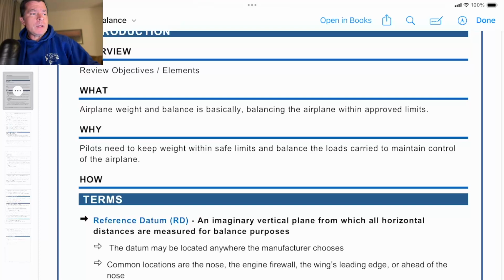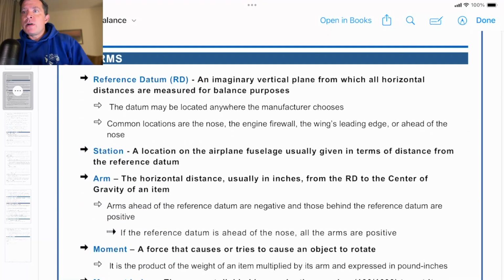Key terms. Reference datum, or RD, is an imaginary vertical plane from which all horizontal distances are measured for balance purposes. When you hear the word arm, it's in reference to that reference datum. It could be located anywhere along the airplane. It could be out in front of the airplane, at the firewall, or at the nose cone. It really is specific to the aircraft.